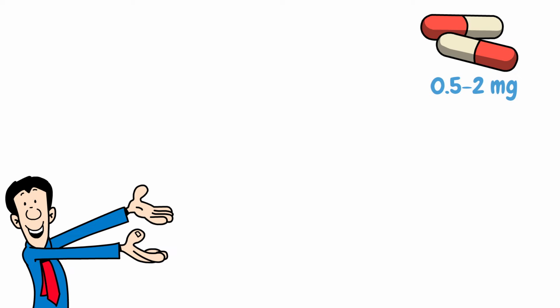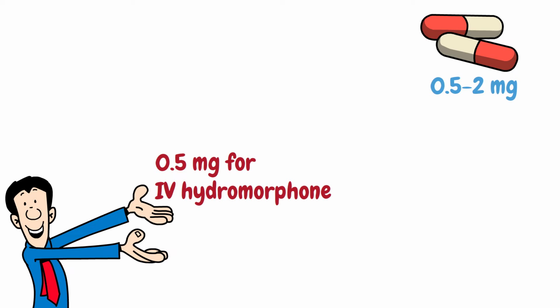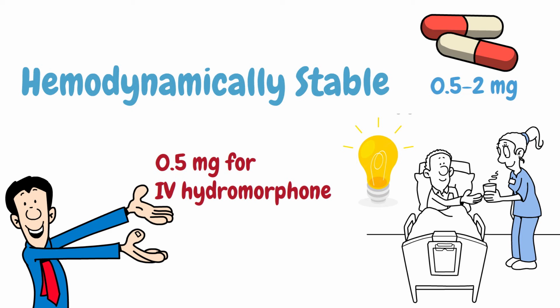The starting dose is 0.5 to 2 mg. I typically start at 0.5 mg for IV hydromorphone. These hydromorphone characteristics make it appropriate for patients who are hemodynamically stable.